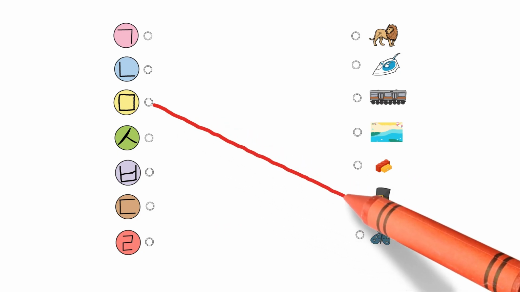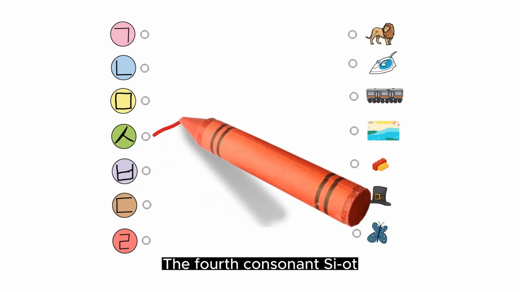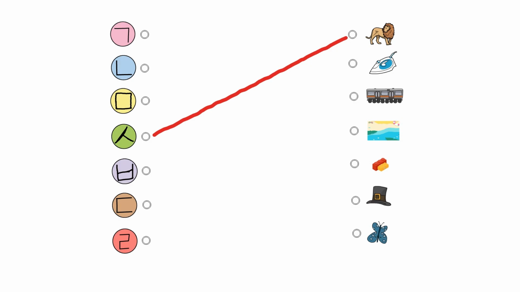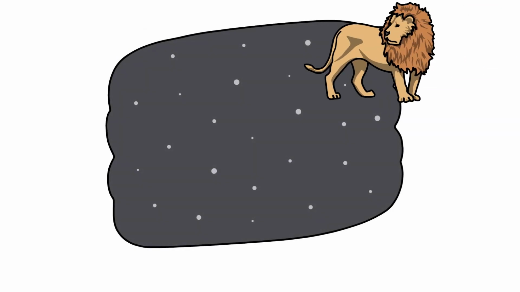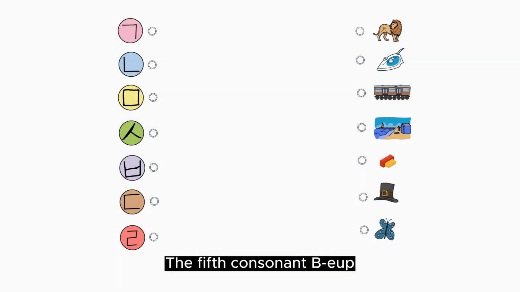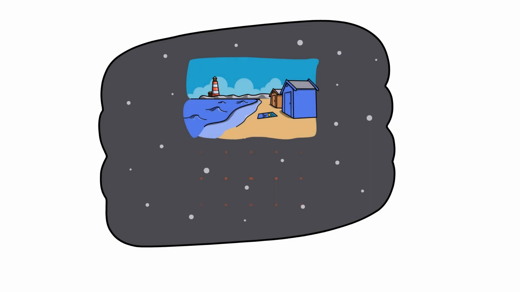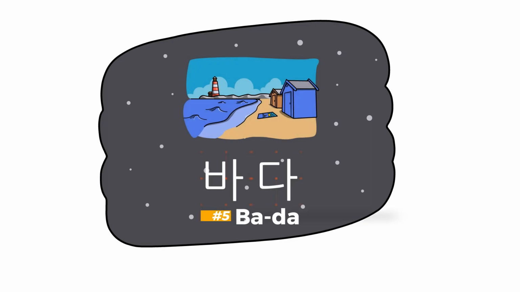The third consonant, 미음: 모, 자, 모자. The fourth consonant, 시옷: 사, 자, 사자. The fifth consonant, 비읍: 바다, 바다.